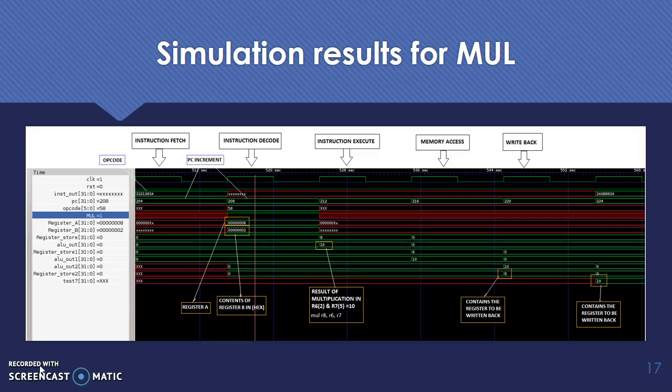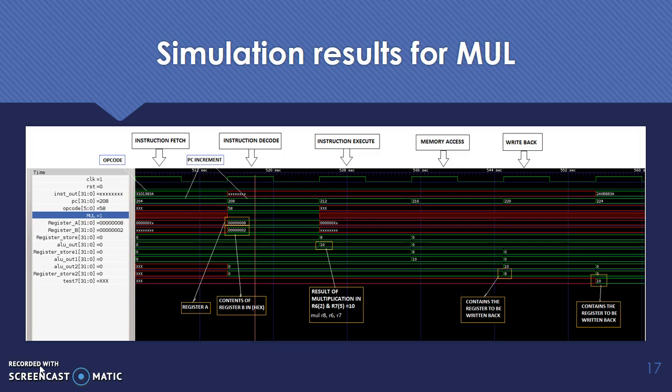Next, the mul instruction, which is an R-type instruction. Here the instruction provides us with 3 registers. So we need to multiply the contents of 2 registers and store the value to the third register. In decode stage, values are selected and pulled out. Execute stage executes the multiplication function. Again, memory access is not used as we are not dealing with the data memory. The result is written back to the desired location.